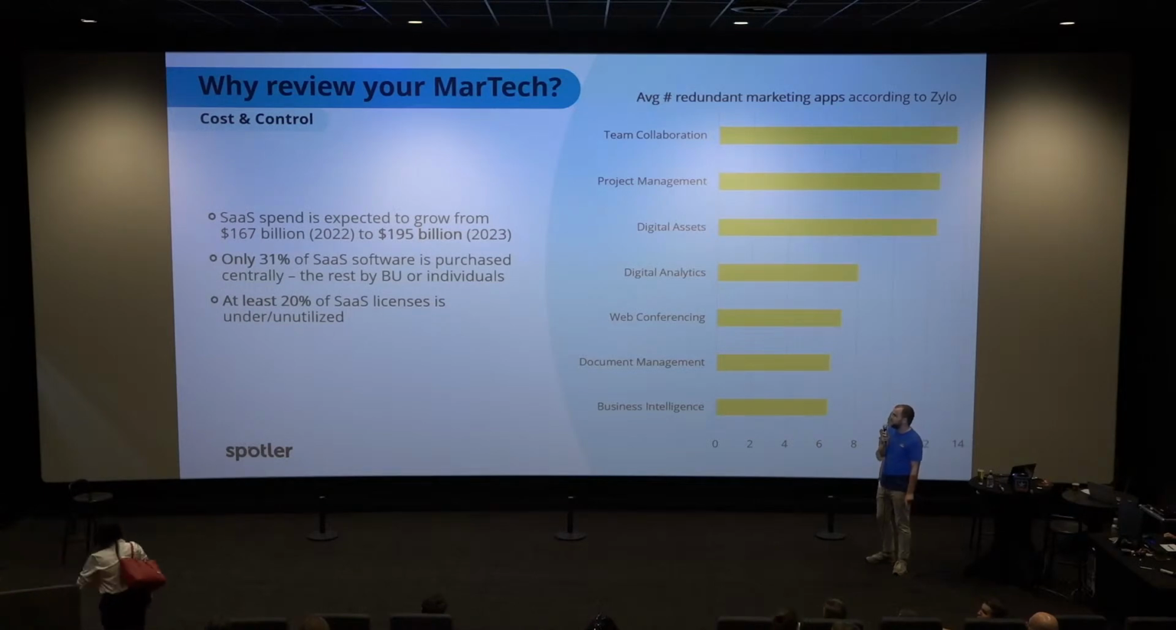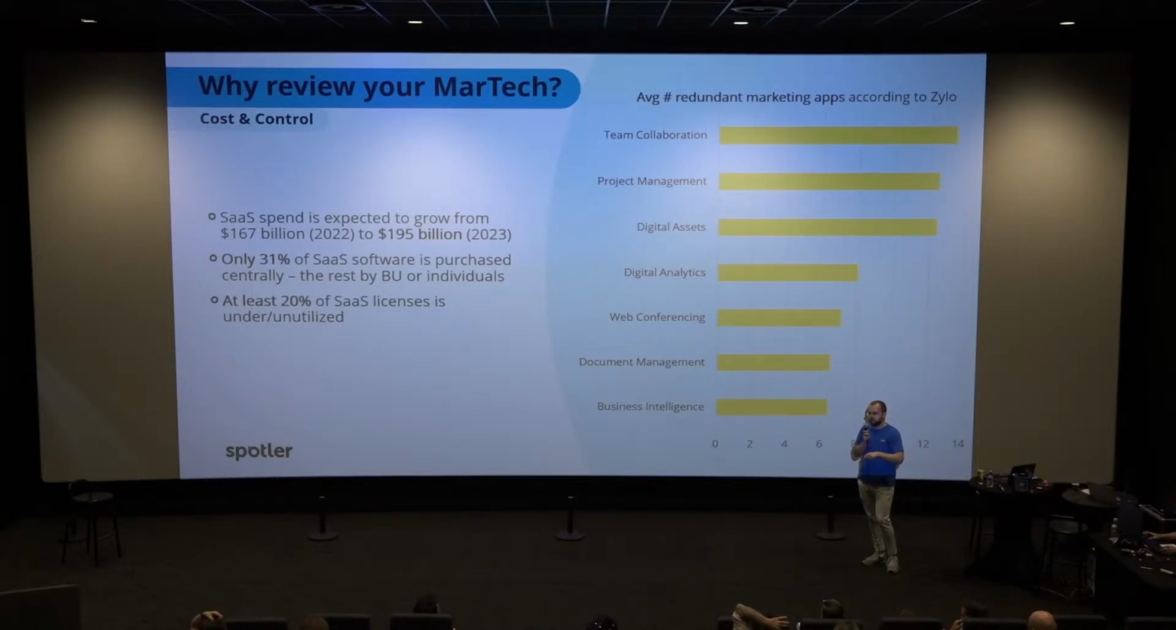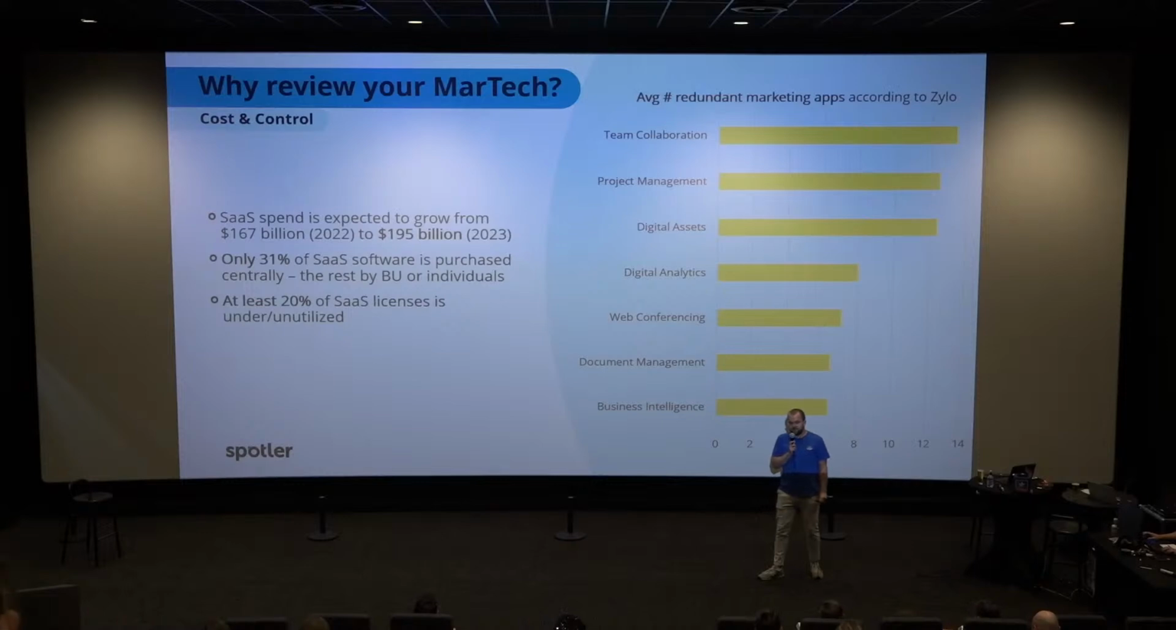However, 31% of that software is purchased centrally. Makes it very difficult for the people in charge of the budget and for the people in charge of license management to actually know what is being purchased. And so rather than purchasing MarTech or technology to begin with in the business unit or by individuals, the composability would allow us to take that back, take control back over what's going on in the business. And, well, I'll talk about it later.